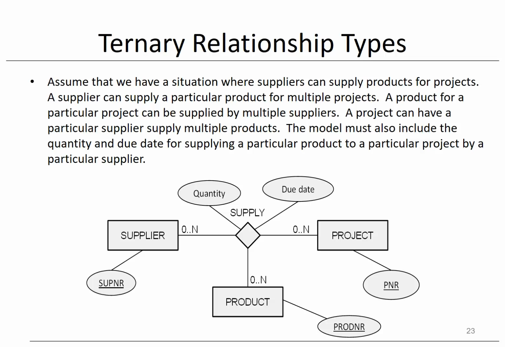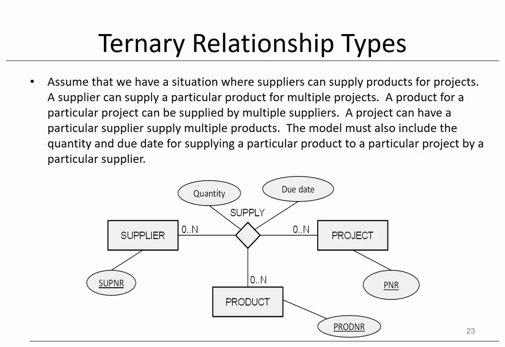A supplier can supply a particular product for multiple projects. A product for a particular project can be supplied by multiple suppliers. A project can have a particular supplier supply multiple products. The model must also include the quantity and due date for supplying a particular product to a particular project by a particular supplier. This is a situation which can be perfectly modeled using a ternary relationship type, as you can see in this figure.